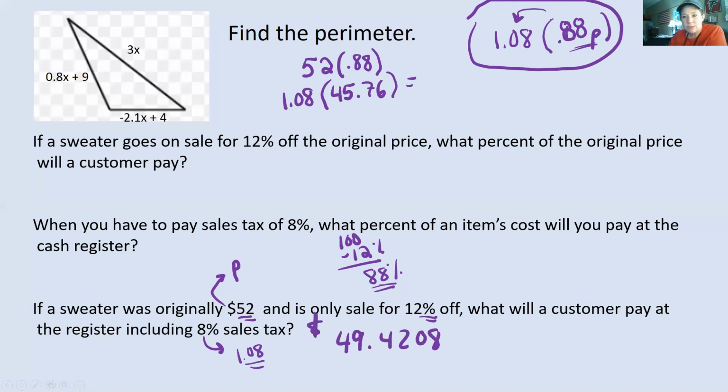Now, how do we deal with money? What's the farthest place we go with money? Well, we go to the penny, right? So whatever this number is, it determines what our penny's going to do. Is it going to stay a 2 or become a 3? So that means we're going to pay $49.42. That's our sweater that was on sale with sales tax. This is how much they'll charge us at the register.